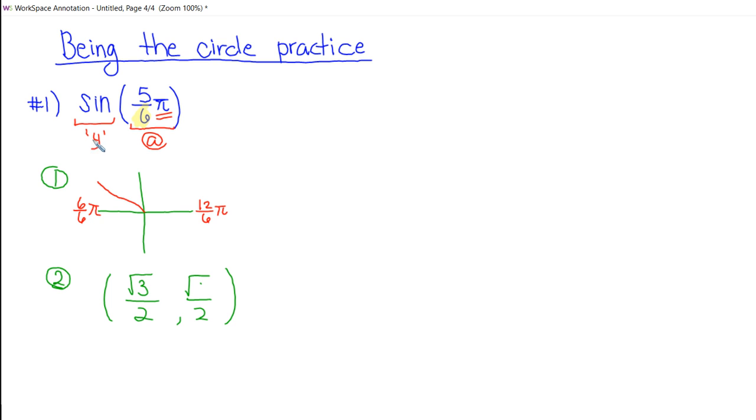Since we're in the second quadrant, we know that x has to be negative since x is on the left side, and y has to be positive, so we know this has to be negative right here. Now once we get here, the question itself was asking for what is y at here. So we are here, and our y point at this point is root 1 over 2, or if you would like to just write it as 1 over 2, you're also okay with that.